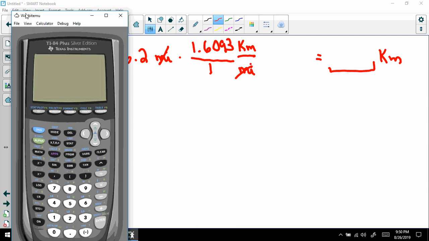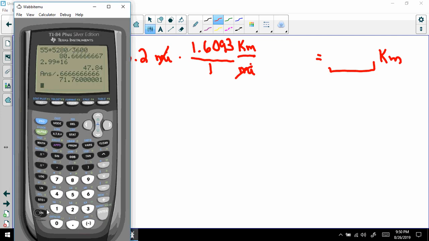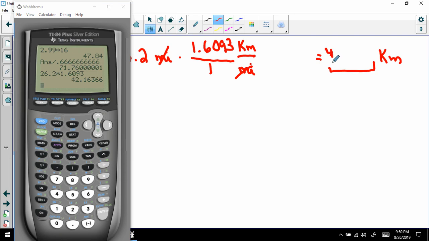So you just go 26.2 times 1.6093, and I get 42.1636. You look at the 3, look here, 5 and over, bring it up, 42.164, if you're rounding to the nearest thousandth.